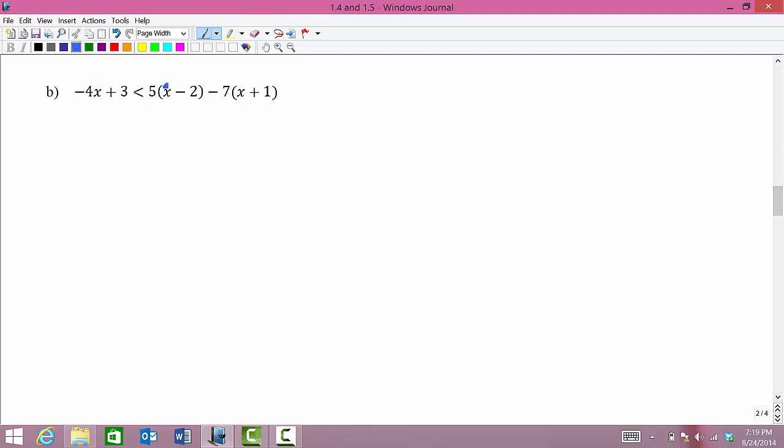Alright, in this example we once again have one inequality symbol. So our goal is to get x by itself and a number on the other side. The first thing I want to do is get rid of my parentheses by doing a distribution. We have two sets of parentheses, so we'll go ahead and distribute on both sides there.